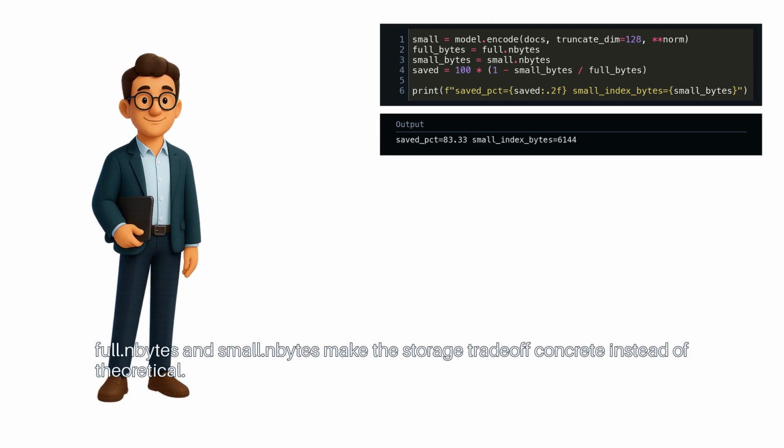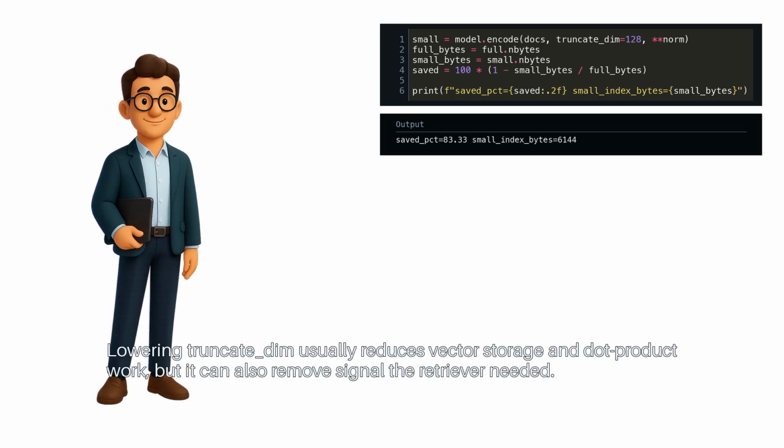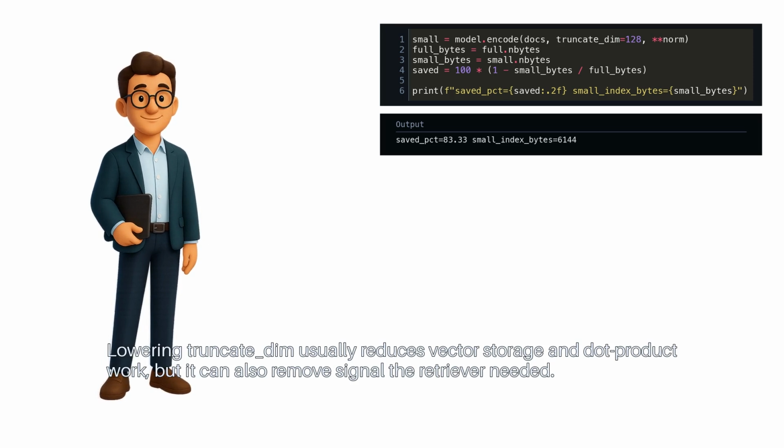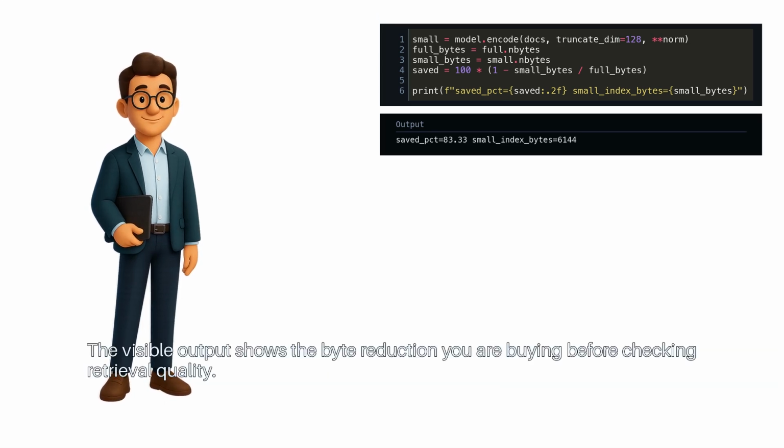full.nbytes and small.nbytes make the storage trade-off concrete instead of theoretical. Lowering truncate_dim usually reduces vector storage and dot product work, but it can also remove signal the retriever needed. The visible output shows the byte reduction you are buying before checking retrieval quality.